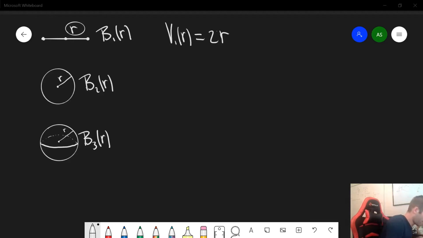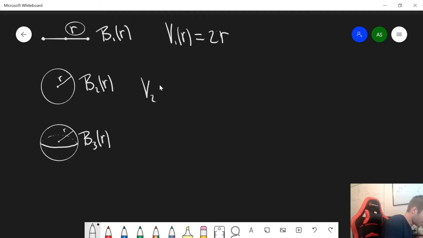So V2 now, as a function of r, is just going to be the familiar equation, which is generally associated with the area of a circle, but based upon the generalizations that we're making, this is the volume of a ball in two-dimensional Euclidean space, which is in fact its area. But we're calling it volume, so we can ensure that we follow a logical progression here. So pi r squared, right?